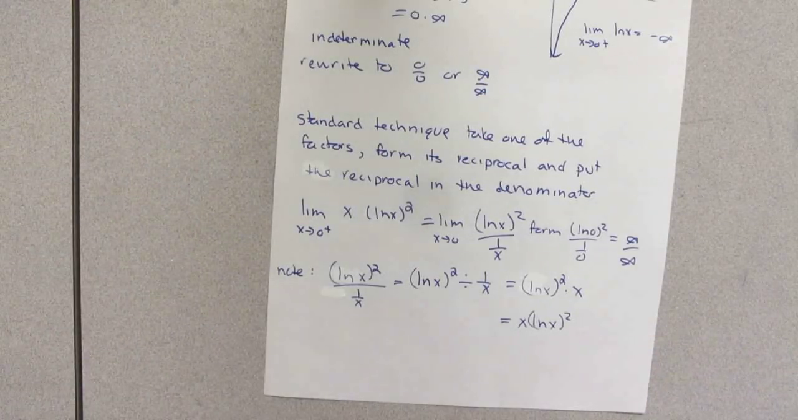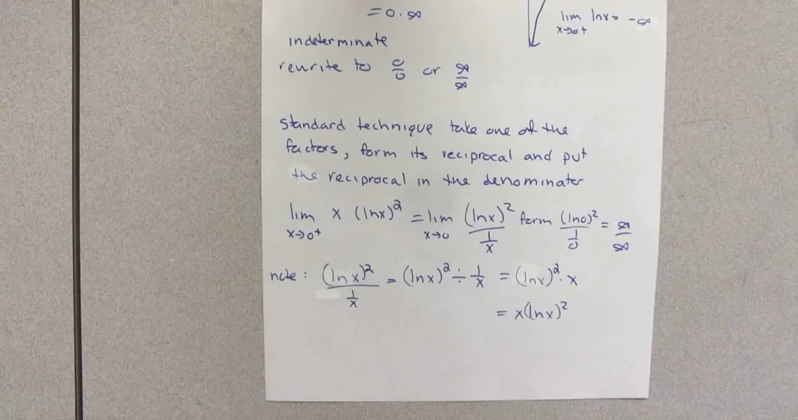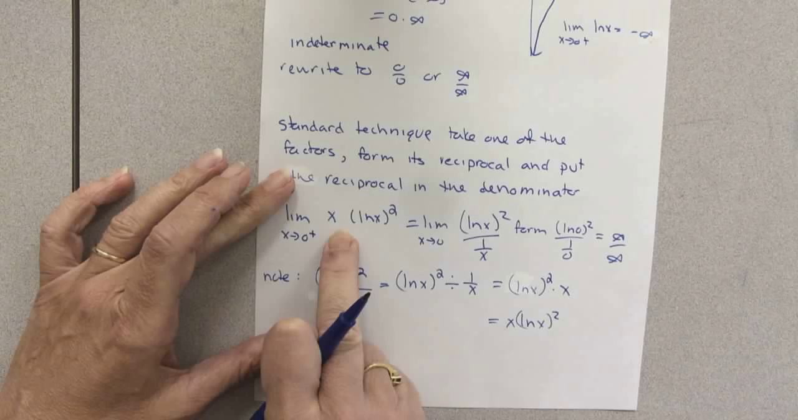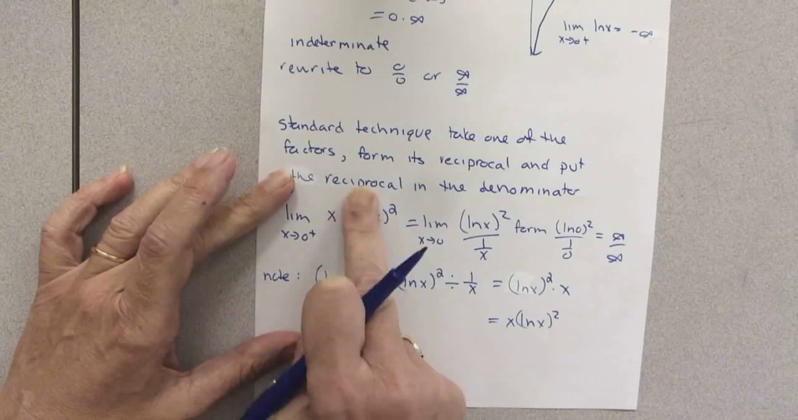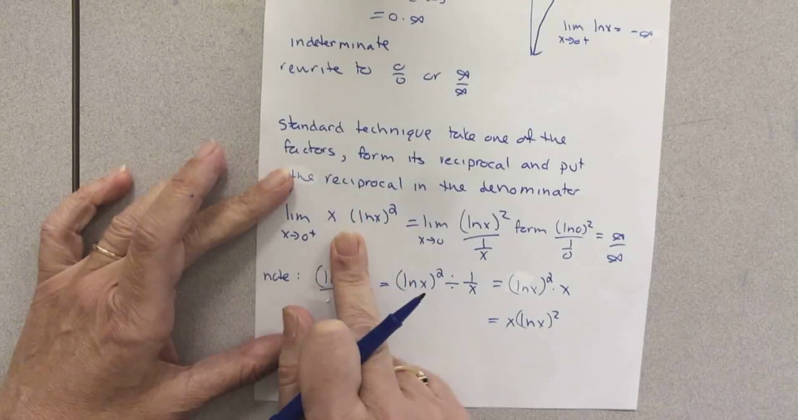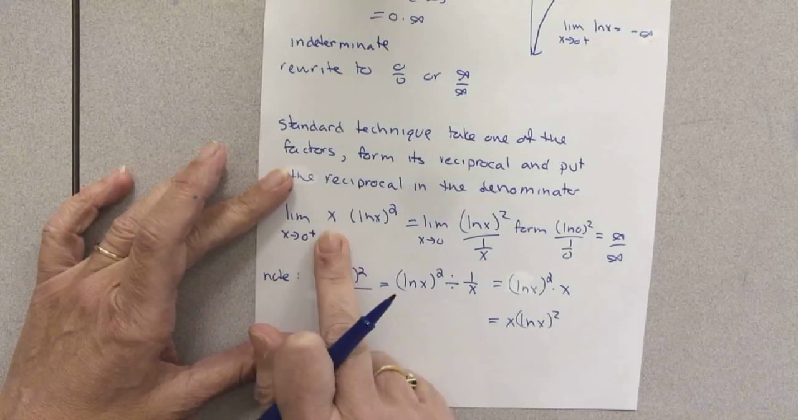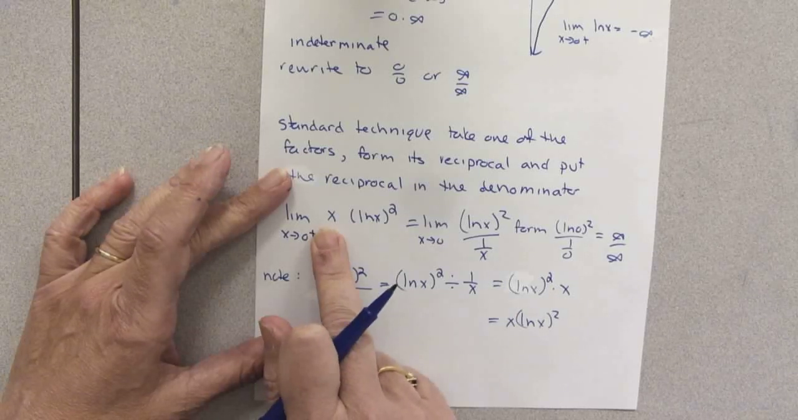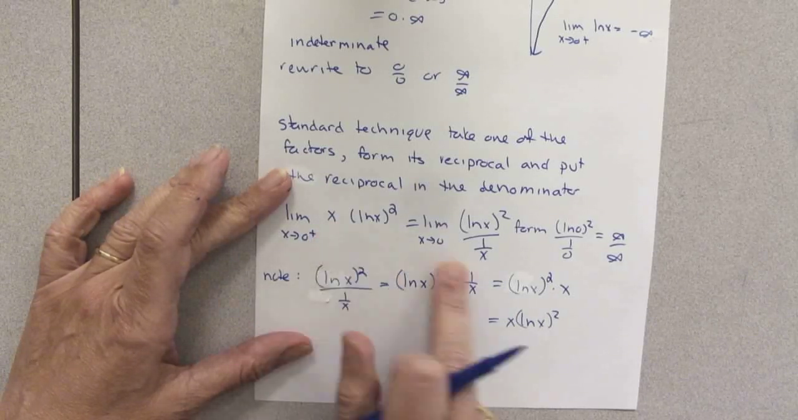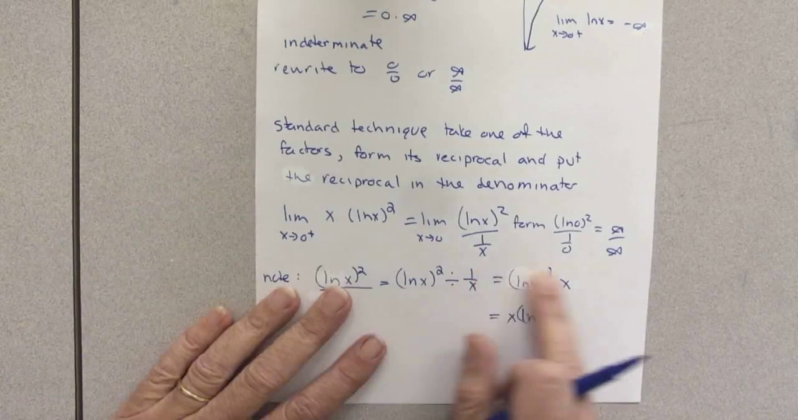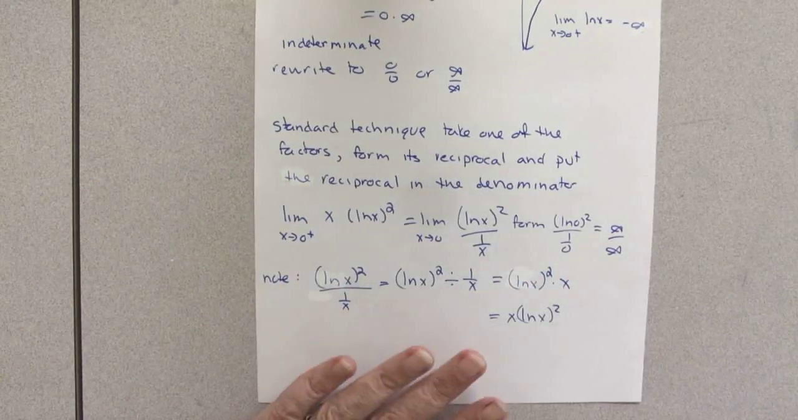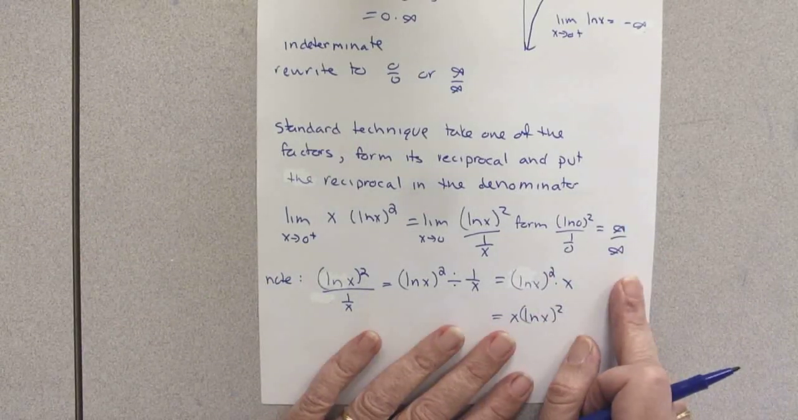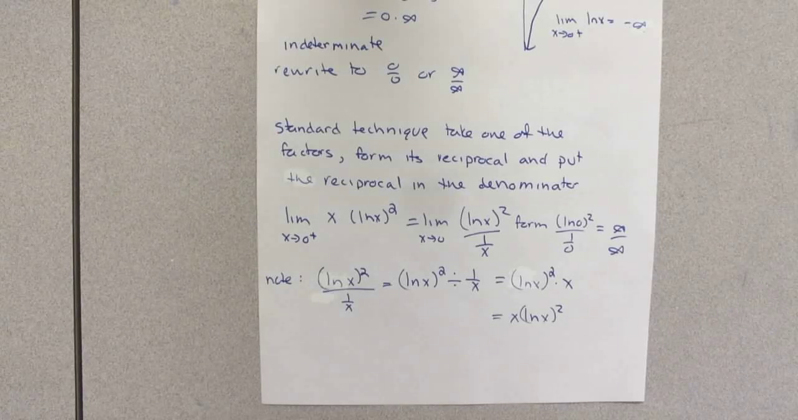So when I have 0 times infinity, this is going to be the standard technique. Take one of the factors, form its reciprocal, and you take whichever factor's easiest to work with. Clearly in this case, x is the easiest thing to work with in this expression. Take the easiest thing to work with, x, form its reciprocal, 1 over x, and place that in the denominator. And you should then have something that's either infinity over infinity or 0 over 0, as the case may be. And now it's ready for L'Hopital's, which we will do on the next video.